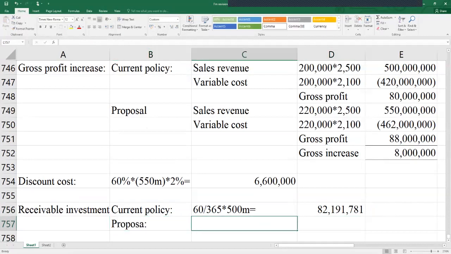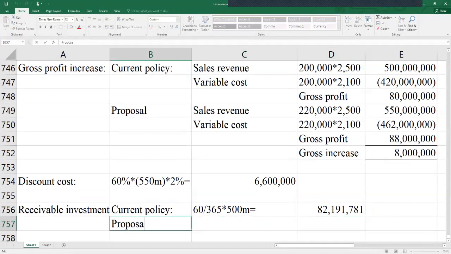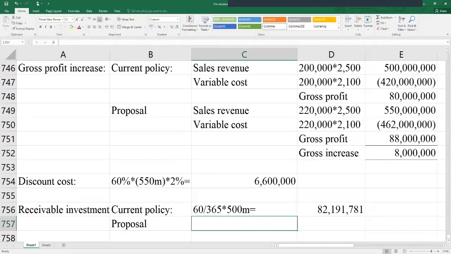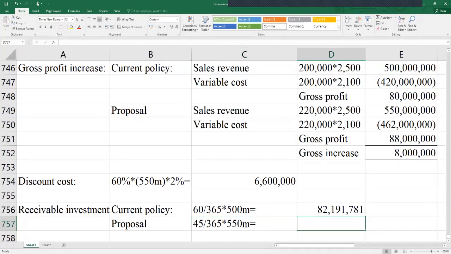On the proposal, the number of days is decreasing to 45. Therefore, it will be equal to 45 days. It is now 45, not 60, 45 days. And the sales increased from 500 to 550. So we multiply by 550. So therefore, the receivable investment after, okay? How much do you get?